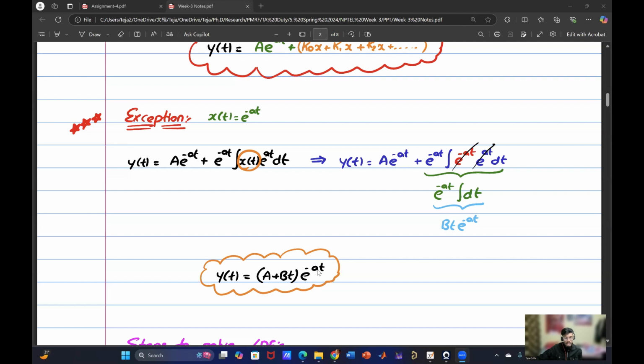e to the power minus at, if you differentiate, it will be minus a into e to the power minus at. But the solution you will be getting is a plus bt into e to the power minus at. Once you substitute it and apply integration and solve, then you will get a plus bt into e to the power minus at.